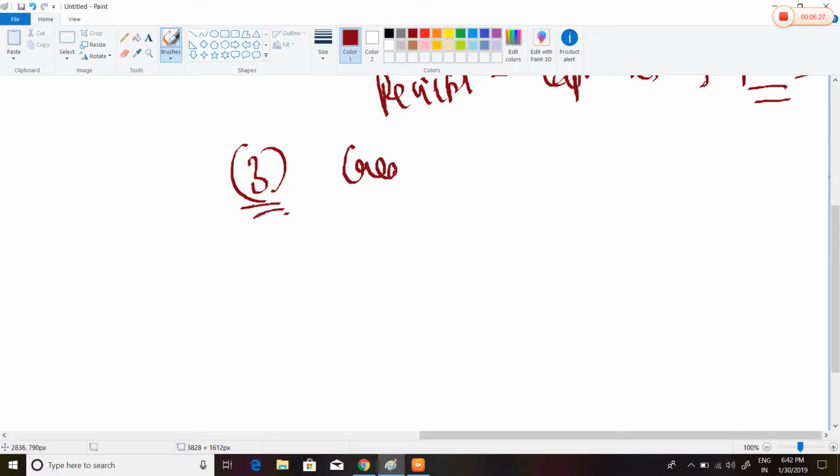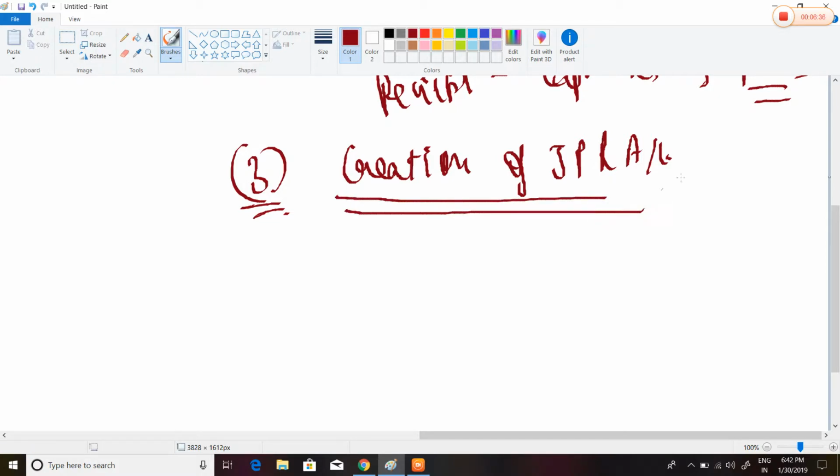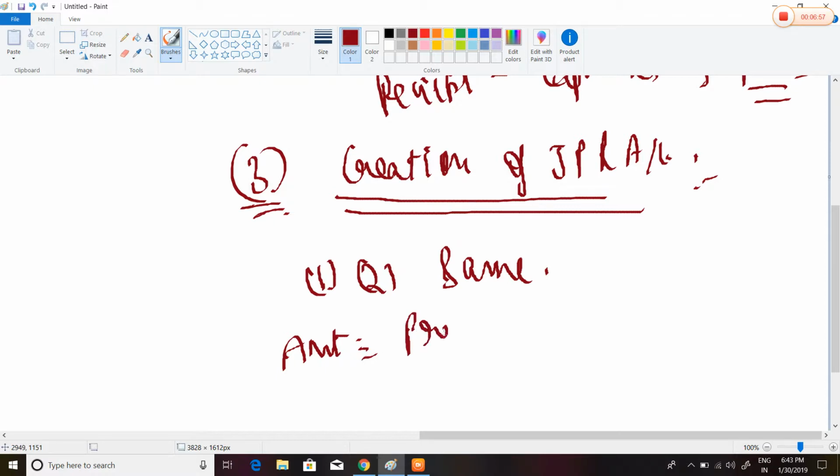Third, creation of joint life policy reserve account. First two entries are the same. Then at the end of the year, an amount equal to the premium is transferred to policy reserve account. From where? From profit and loss appropriation account to policy reserve account.